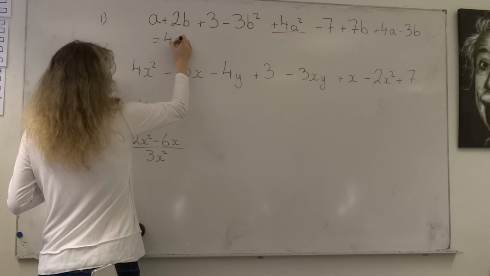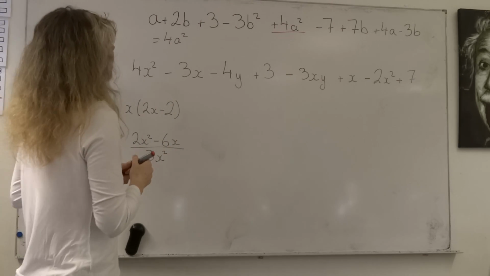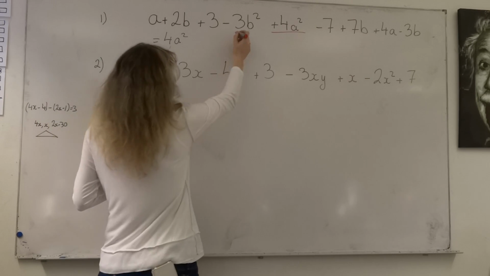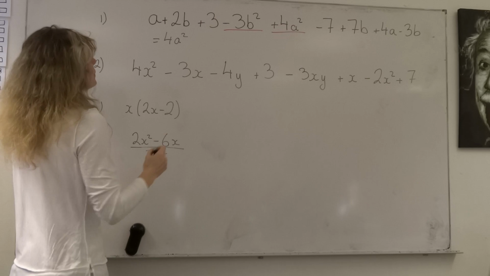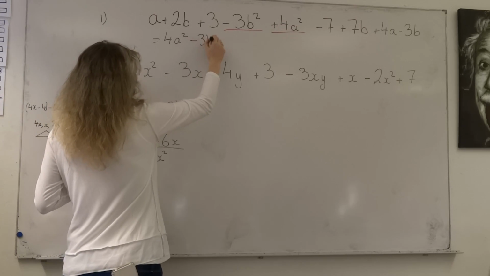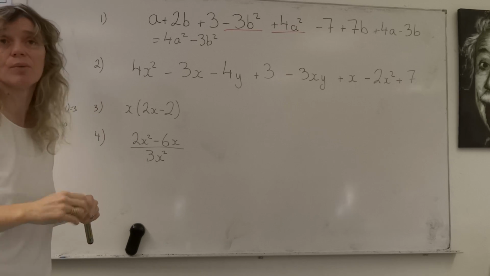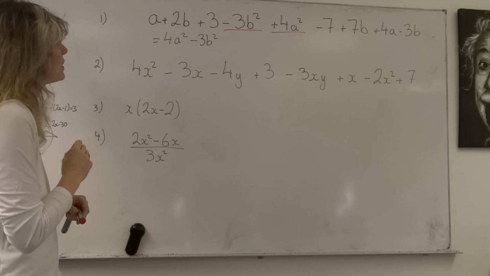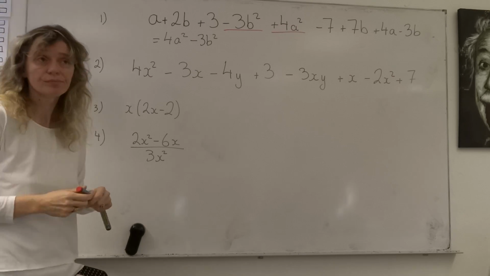4a squared. Are there any b squared terms? Other area terms? Yeah, there's one more area term here, and that's minus 3b squared. Okay, now we've finished all the area terms with a squareds or b squareds or ab's. We now look for a terms.